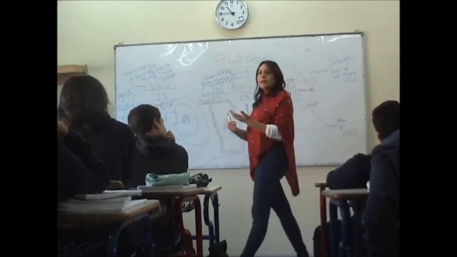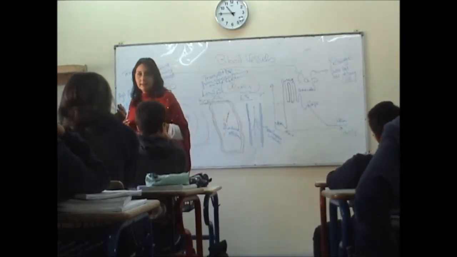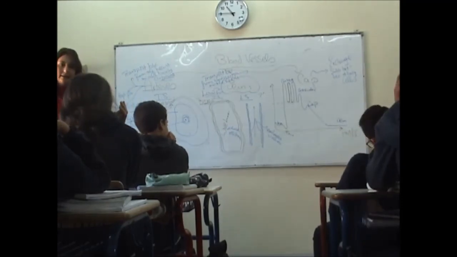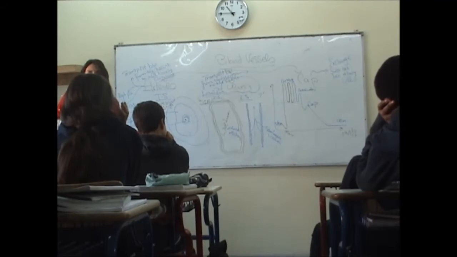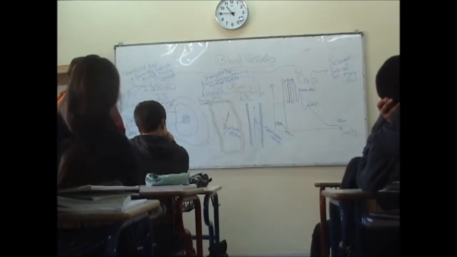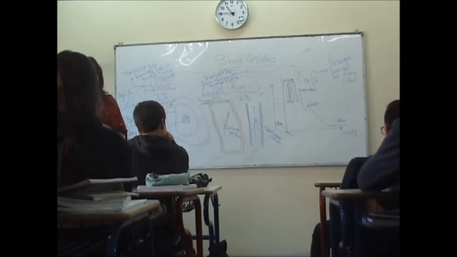اوكي؟ هو اصلا البريشر في الفين اقل. البلاد بريشر في الفين اقل. اوكي؟ فعلشان البلاد بريشر قليل انا I don't want anything to be resisting the blood flow عشان يقدر يتحرك. ايه؟ طبعا.